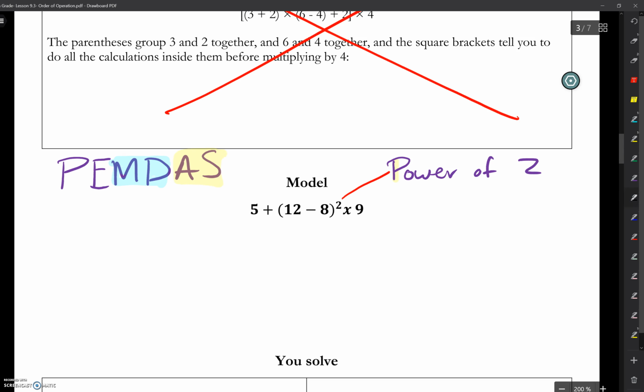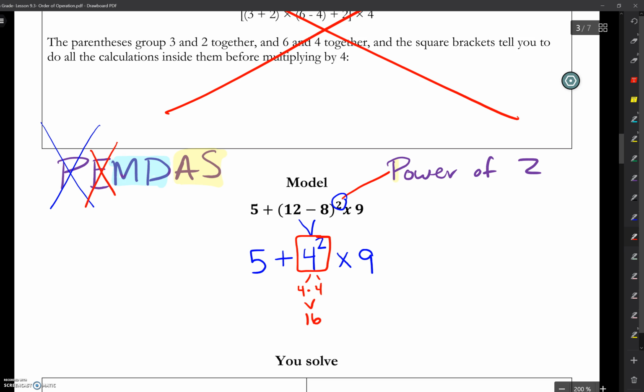So now the first step, do I have any parentheses? Yes, I have parentheses. So I have 12 minus 8. 12 minus 8 is 4. And I put my plus sign here, and I put my multiplication sign here. And then I have my power of 2, which now goes to the 4. Do I have any exponents? Yes, I have exponents. What are my exponents? It is 4 times 4. So it's 4 times 4, which is 16. So I'm done with my exponents.